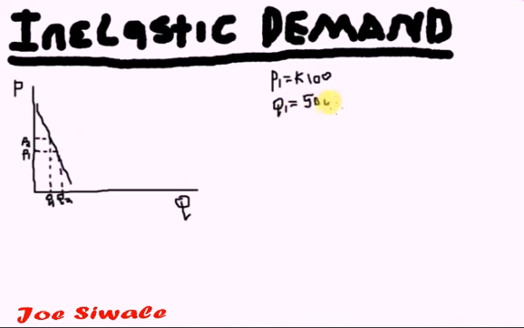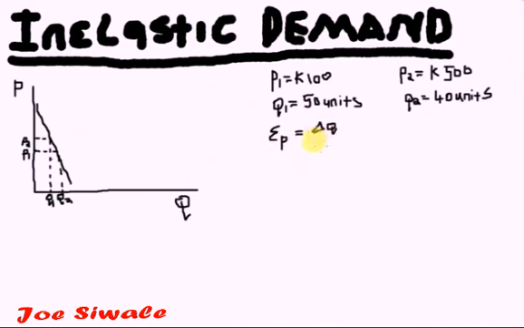So I'll give an example of inelastic demand of a product. If we imagine that the initial price of the product in the market is 100 kwacha and the initial quantity of the product is 50 units, we can call those P1 and Q1. After changing the price of the product to 500 kwacha, which will be our P2, we see that there is a change in quantity to 40 units, that will be our Q2. We can calculate the price elasticity of this product.